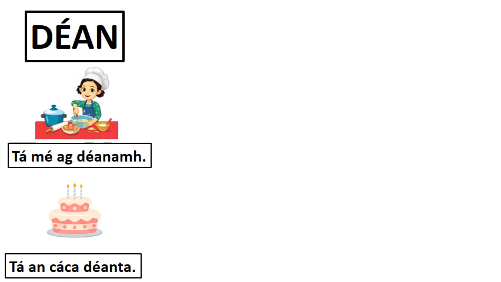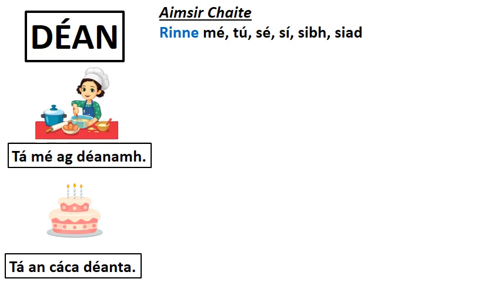So what are we expecting in our Aimsir Chaite? We're expecting to add a H, aren't we? And oh my goodness, look at that word. It looks nothing like Déan. So this is why this is irregular. It doesn't follow the rules. So instead of Déan here we have rinne. Rinne mé, tú, sé, sí, sibh, siad, rinneamar.